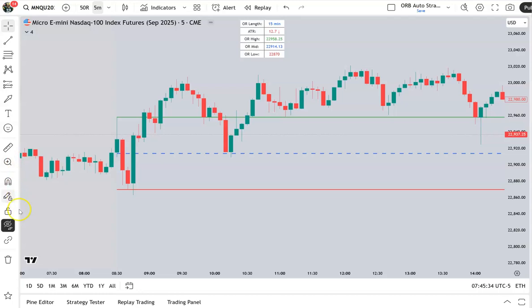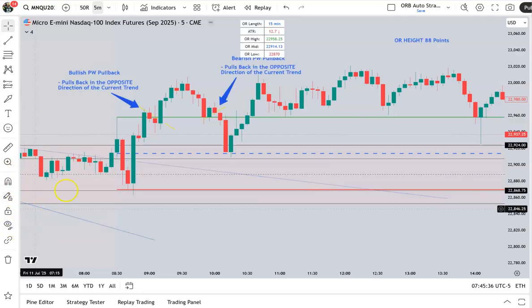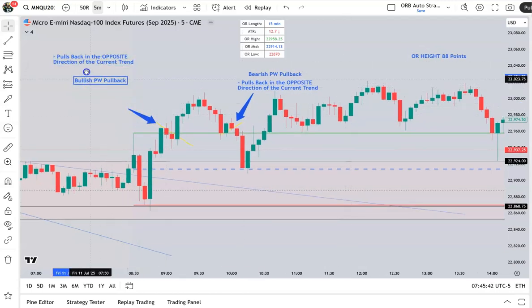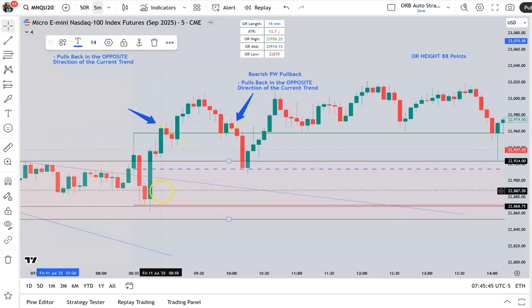Okay, now the other thing I want to talk about here is what I'm calling the PW pullback. So we know that the market doesn't move in a straight line. So for instance, we say, well, we're in an uptrend here, correct? Goes from the low all the way up here, probably about 100 and some points.